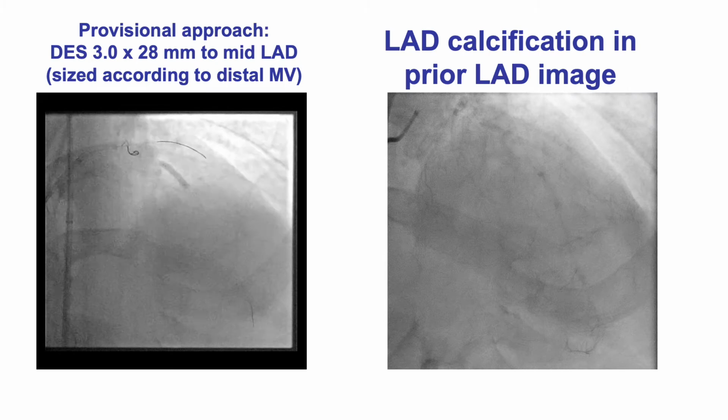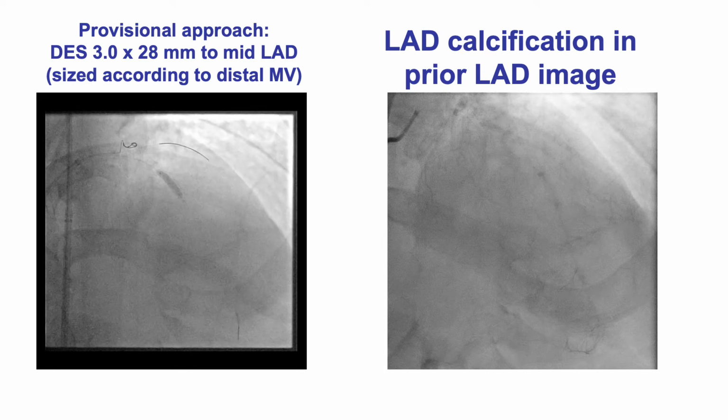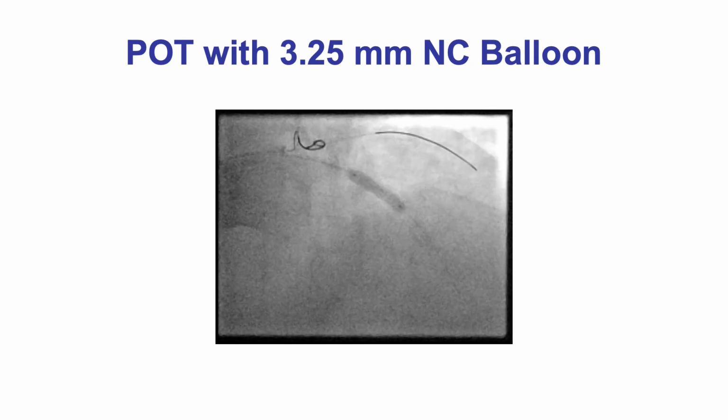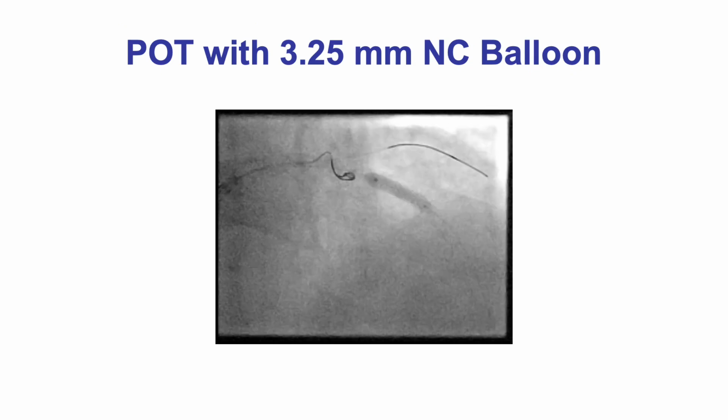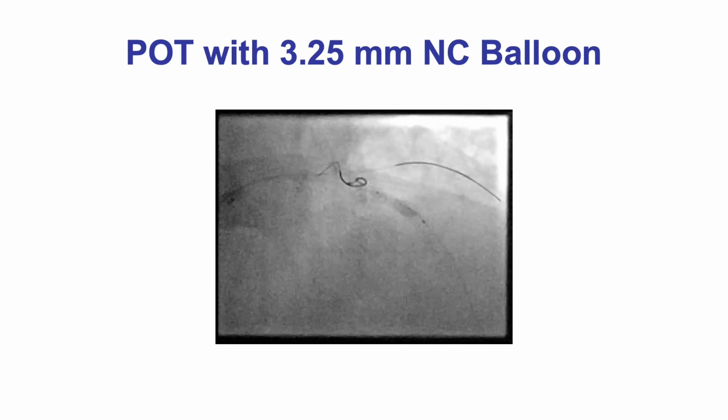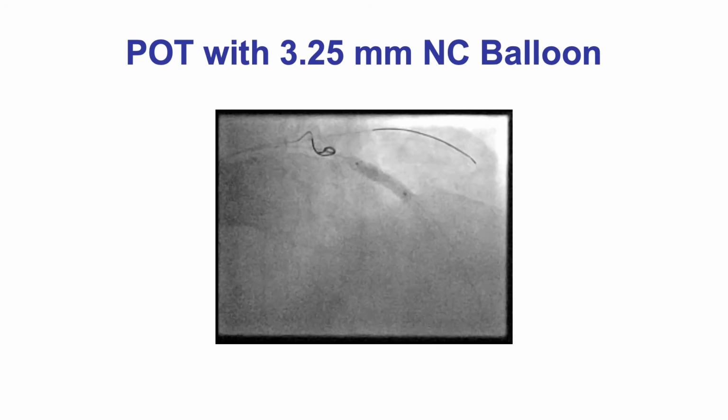So we started with a provisional approach for the mid LAD. We used the calcium in the previous angiogram to detect the position of the lesion. Other option would be IVUS co-registration. We used a 3.0 by 28 millimeter drug-eluting stent. And then we performed IVUS, which showed stent under-expansion. That's why we used a 3.25 by 15 millimeter NC balloon to perform POT for the mid LAD lesion.